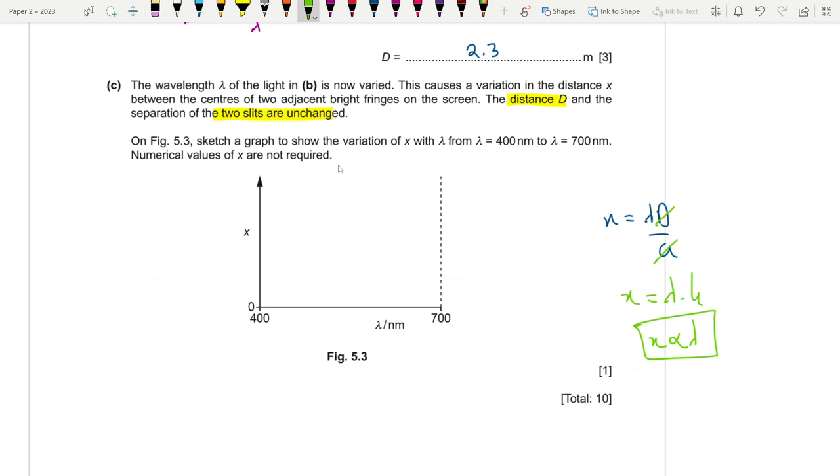X would have started from 0 if the x-axis had a reading of 0 nanometer, but it's 400 nanometers. So we do have a certain value. However, it has to be a straight line, which is increasing. This indicates the proportional relationship between the two. So we have to draw an upward sloping straight line starting from a non-zero value at lambda 400 till 700 nanometers. Is that fine? Anyway, let's move on.